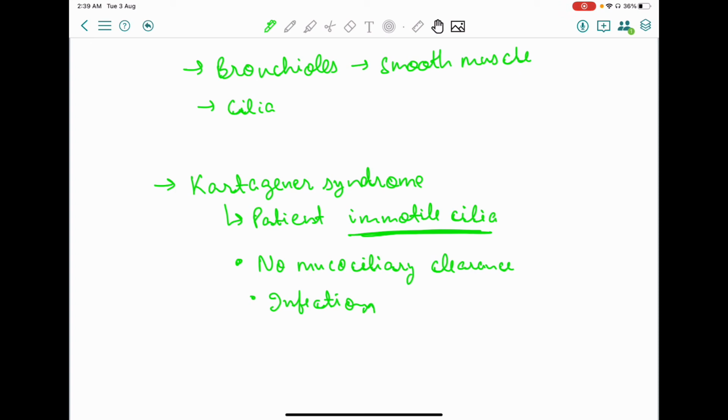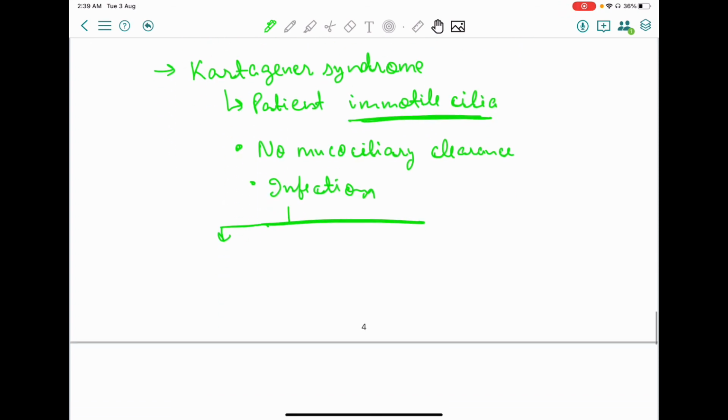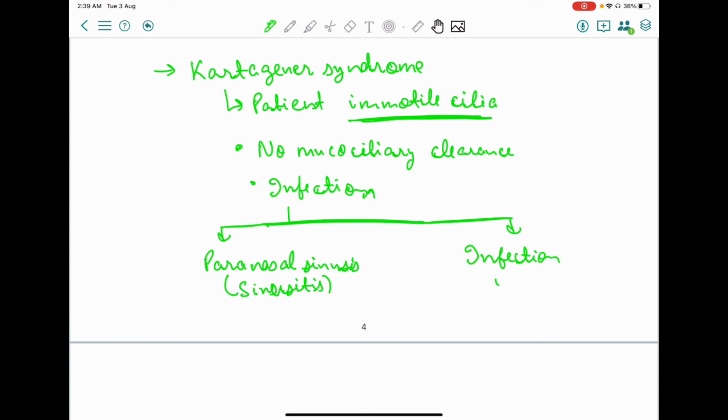Where is the infection? In the paranasal sinus, which is called sinusitis. And then where? It also leads to infection in the lung base.